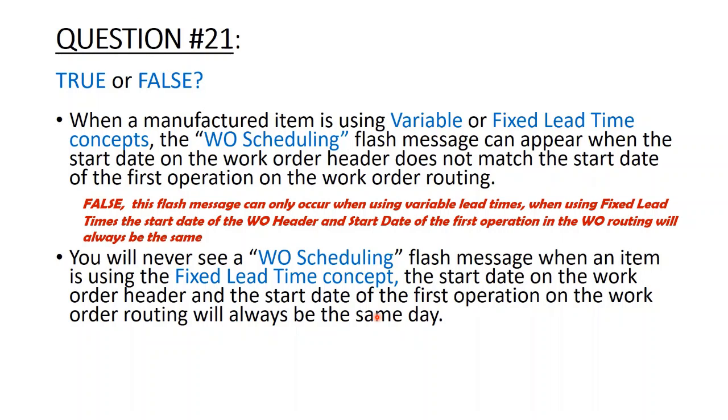When a manufactured item is using variable or fixed lead time concepts, work order scheduling flash message can appear when the start date on the work order header does not match the start date of the first operation on the work order routing. This is false. This flash message work order scheduling can only occur when using variable lead times. When using fixed lead times, the start date of the work order header and the start date of the first operation in the work order routing will always be the same.